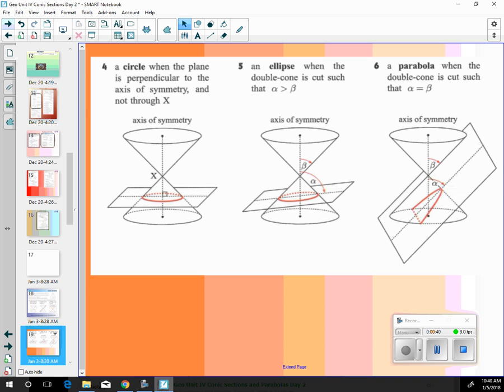If you tilt it, now this is something I had never seen before, but if you look at the angle between the edge of the cone and the altitude, we call that beta, and you look at the angle between the altitude and the plane, if alpha is bigger than beta, you're going to get an ellipse. If it's equal to beta, it's a parabola.